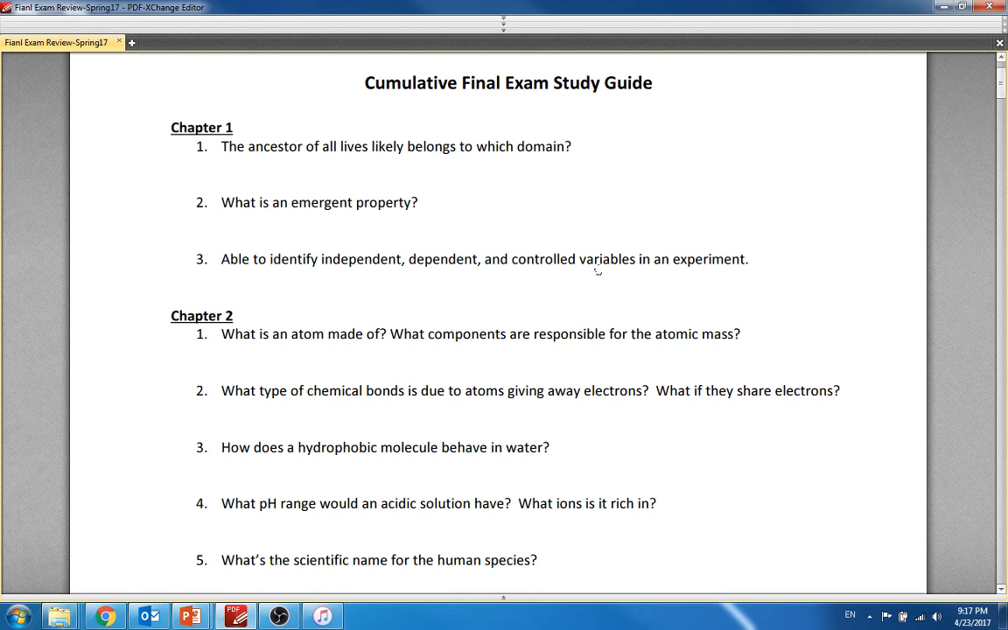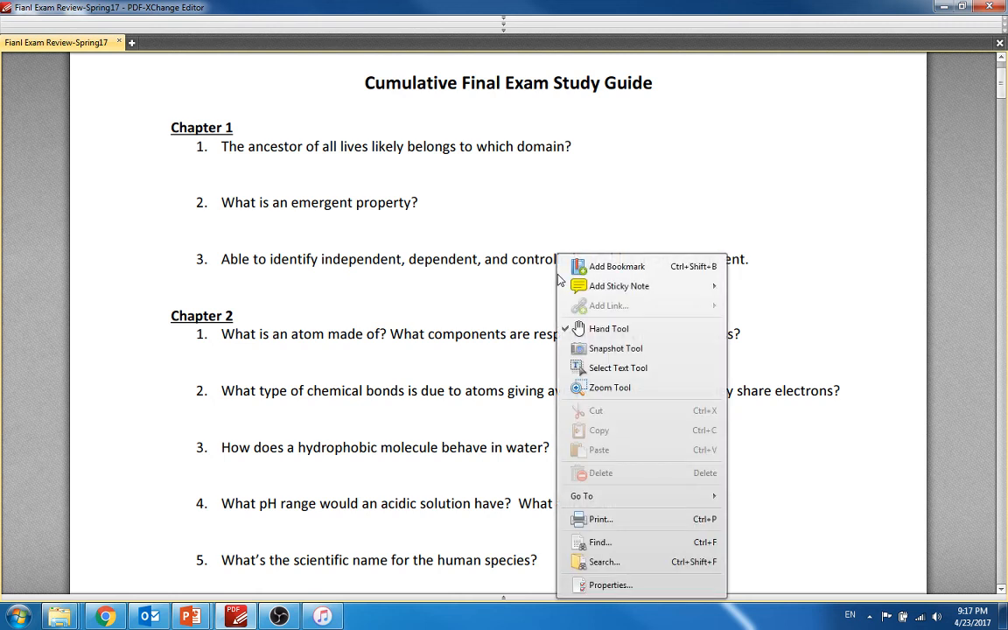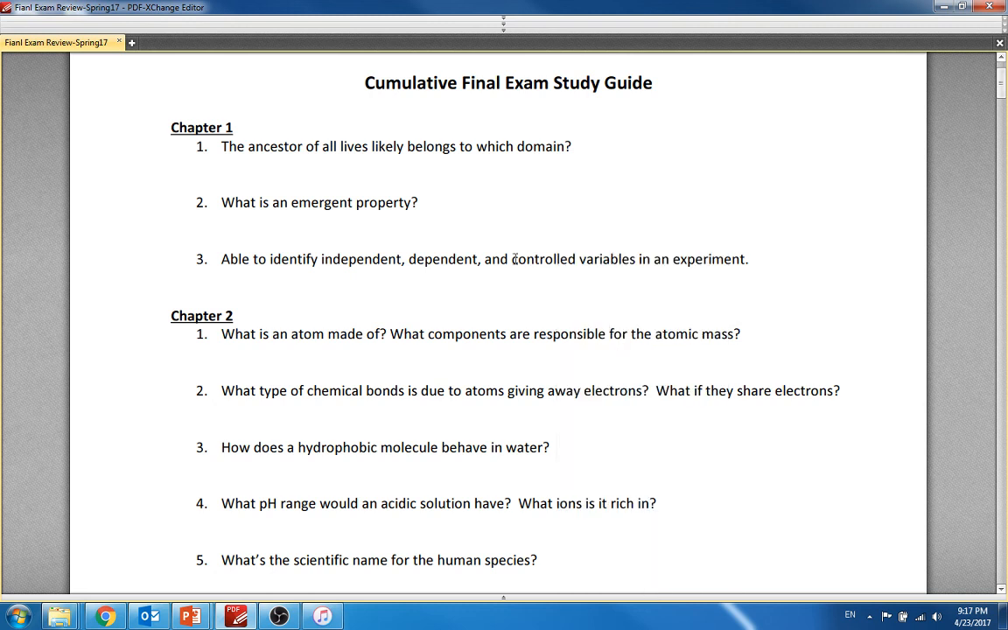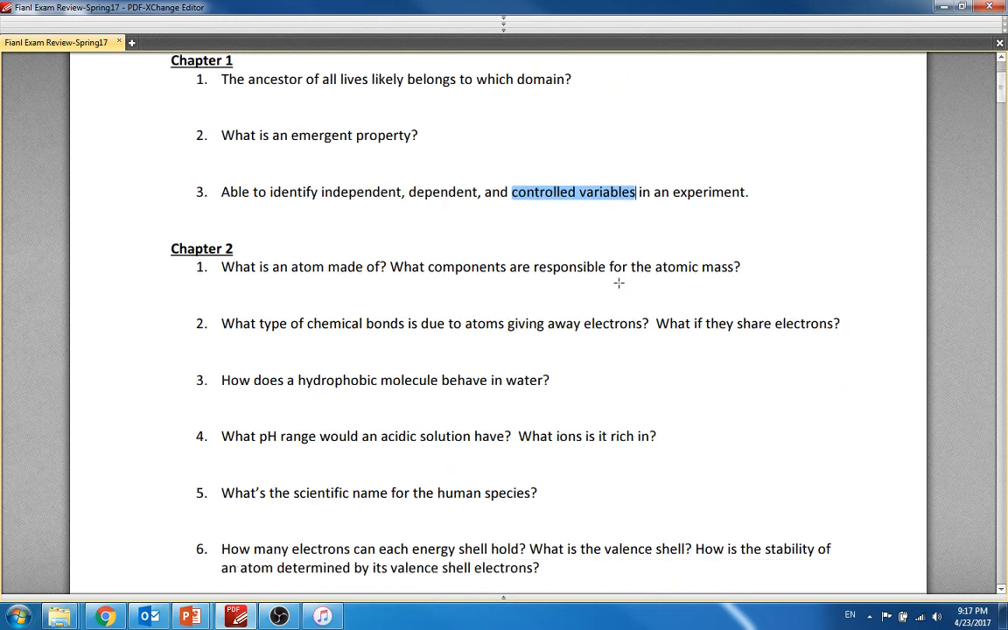Controlled variables, they're also called standardized variables. These are the variables that can possibly make a difference to the experimental result. So therefore, you want to make sure that everything that you test will receive the same condition.